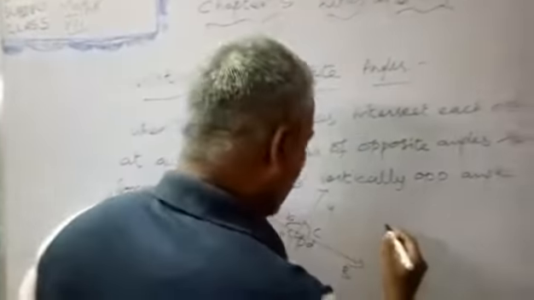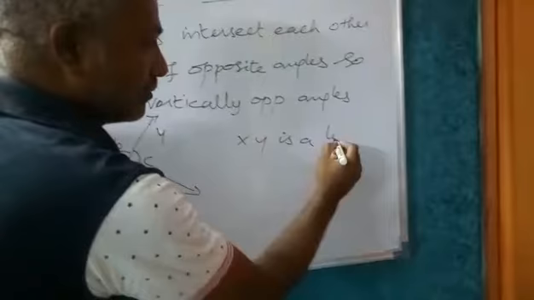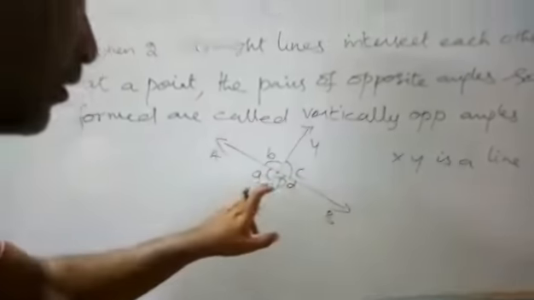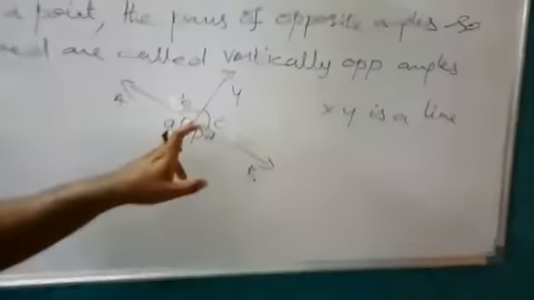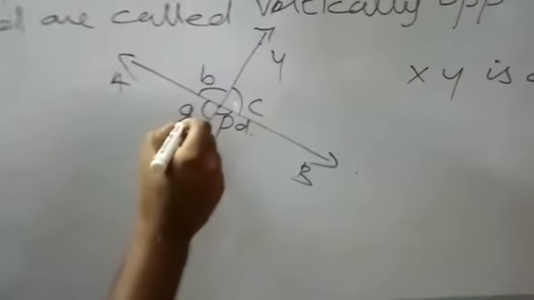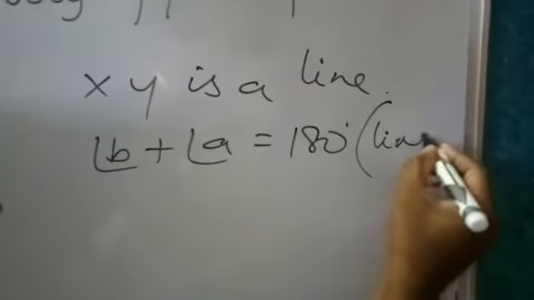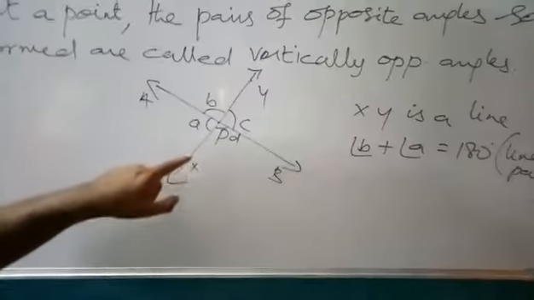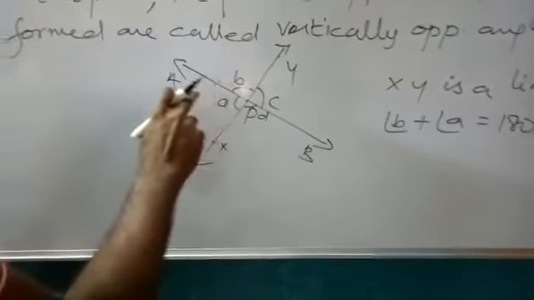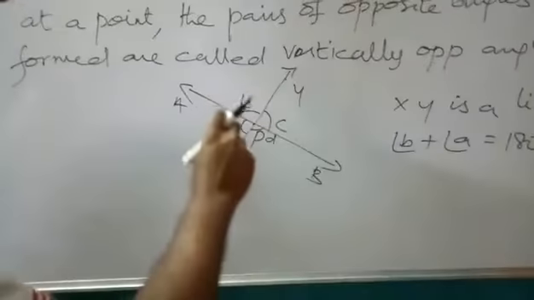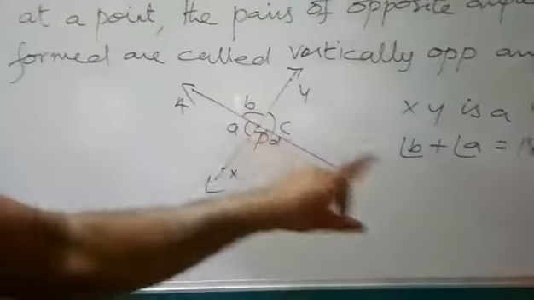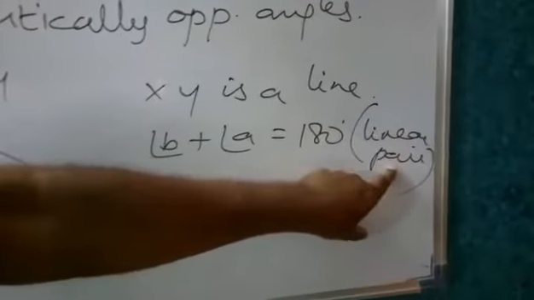Listen. We know that XY is a line. On that line, another line is intersecting. That means B is adjacent to A. Angle B plus angle A equals 180 because of linear pair. Why am I writing linear pair? Because XY is a straight line, and whenever a line crosses a straight line making two angles, those angles are called a linear pair, as I explained just before.